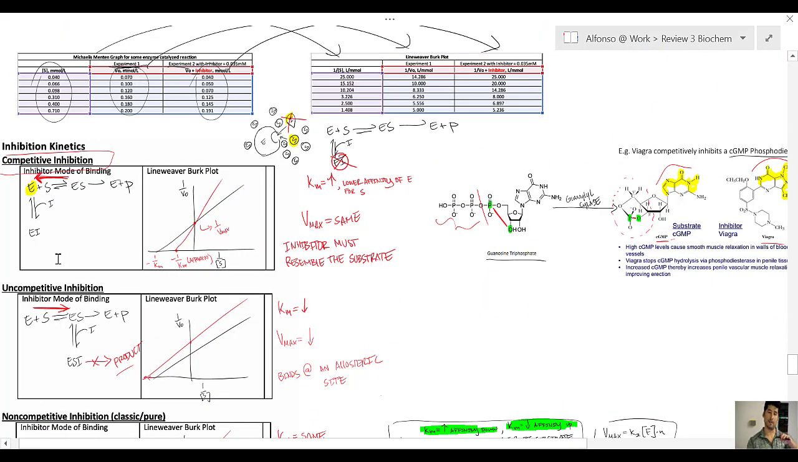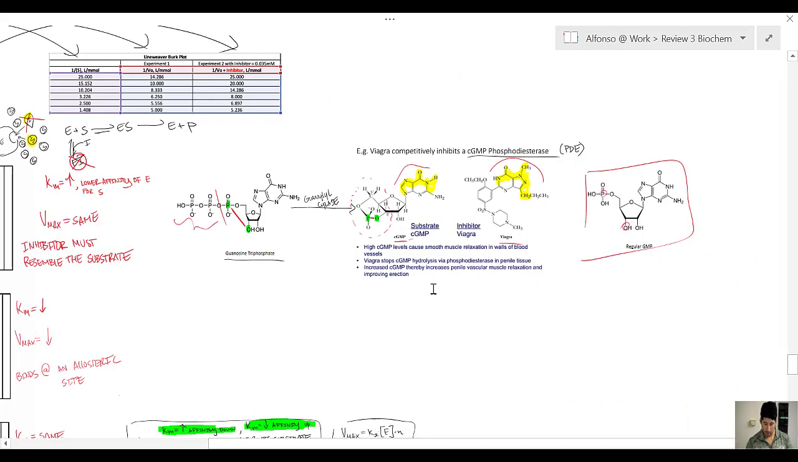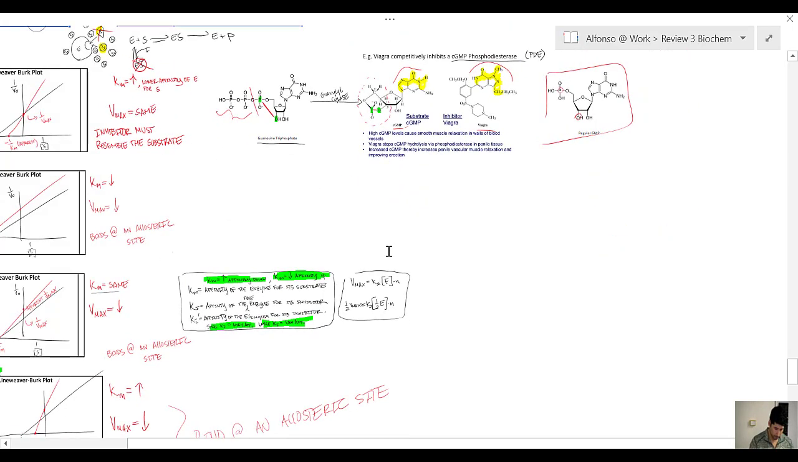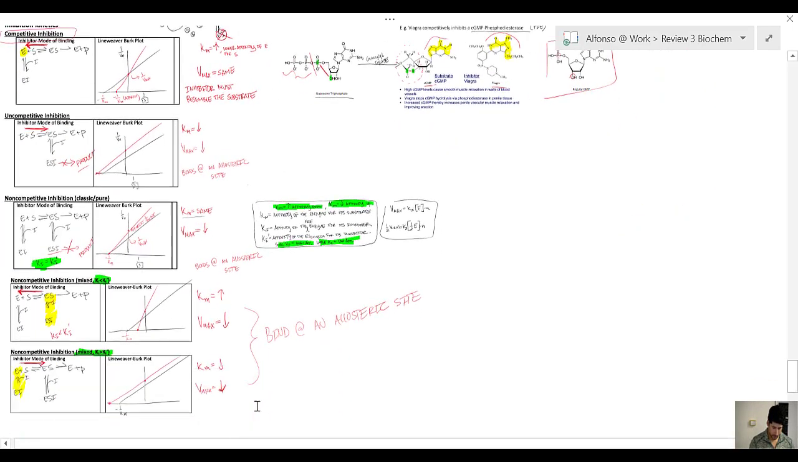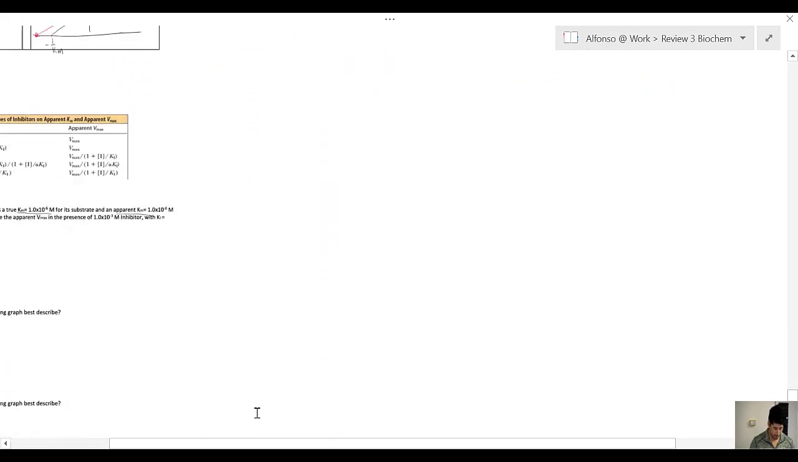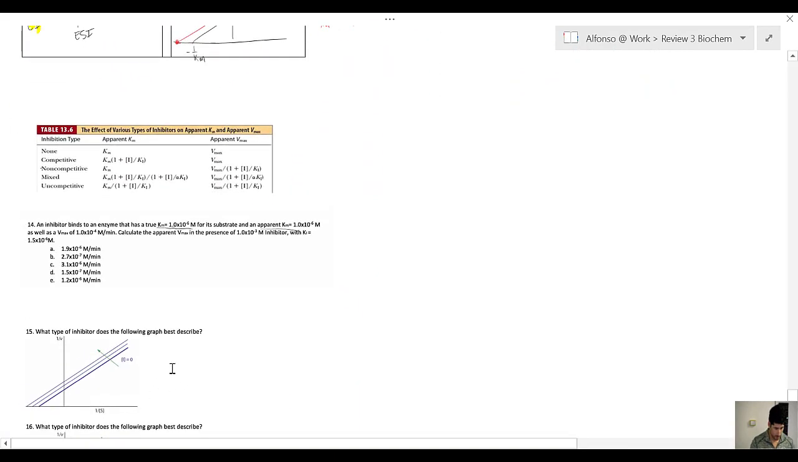And remember, competitive inhibitors must look like the natural substrate, at least in some respect. And over here with cyclic GMP and Viagra, this highlighted part right here is the part that looks just like cyclic GMP, and that's how the enzyme is able to bind to the inhibitor at the active site. All right, so let's do some problems now.